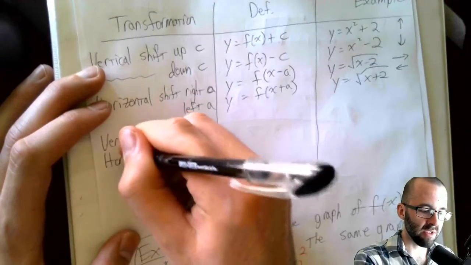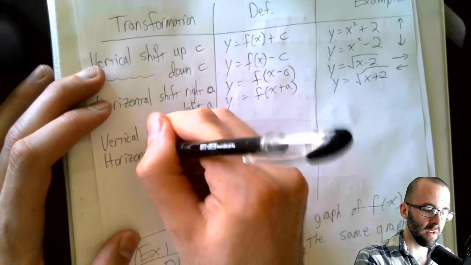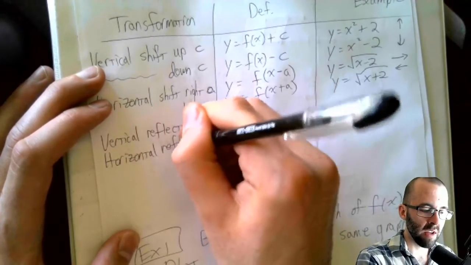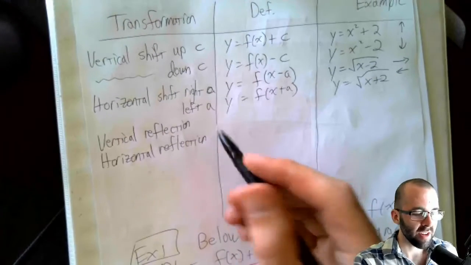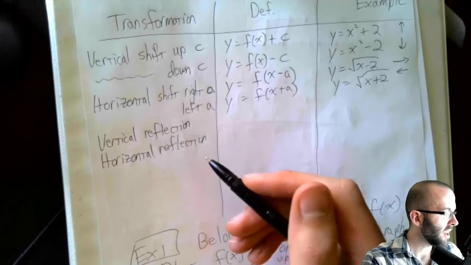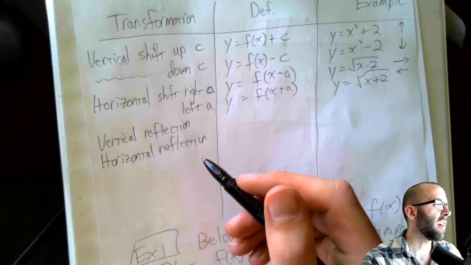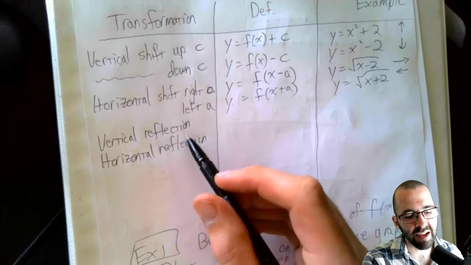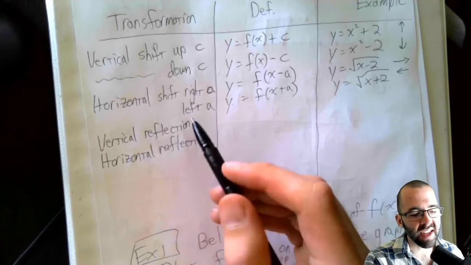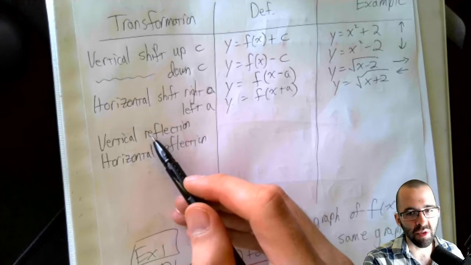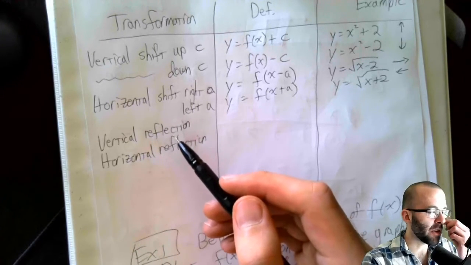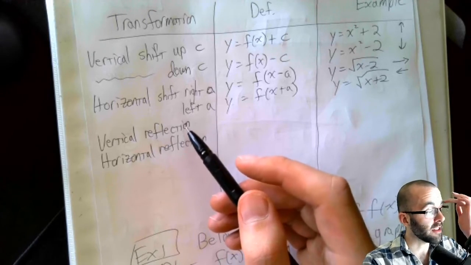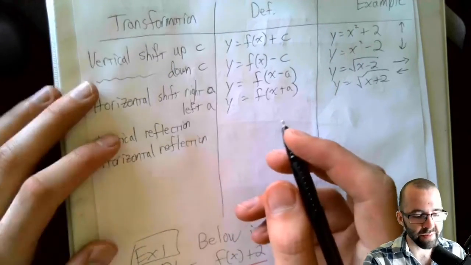And horizontal reflections. I'm going to confess something to all of you. This is sort of an imprecise definition. The really precise thing to say for a vertical reflection is reflecting about the x-axis. Horizontal would be reflecting about the y-axis. Well, I find that these terms can be very, very helpful.